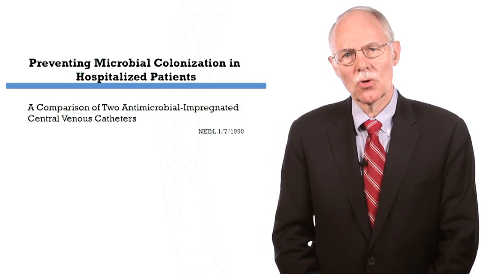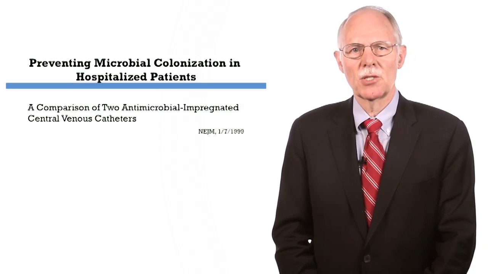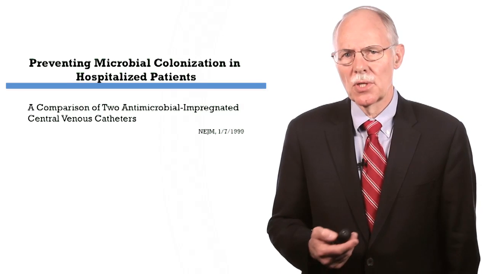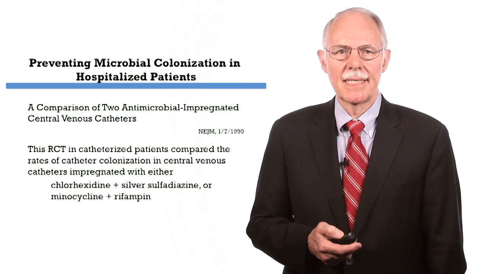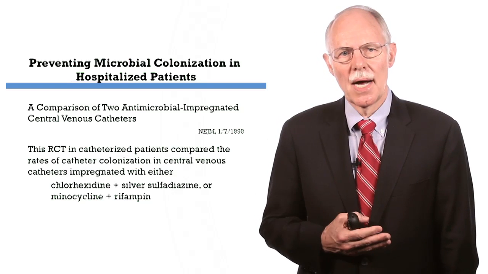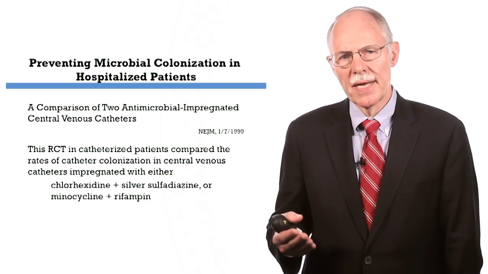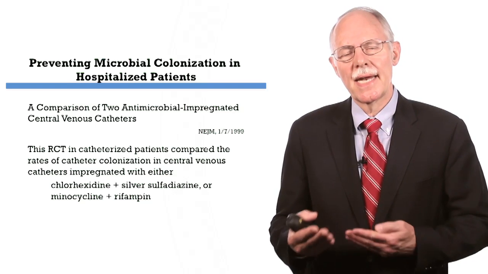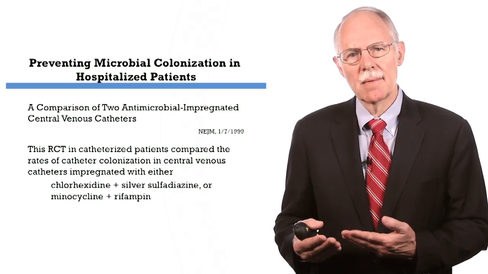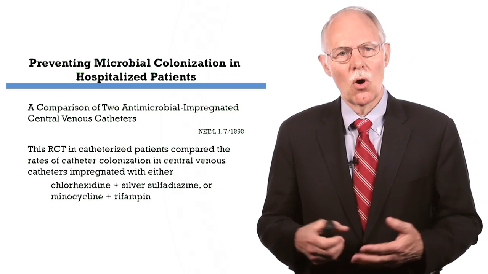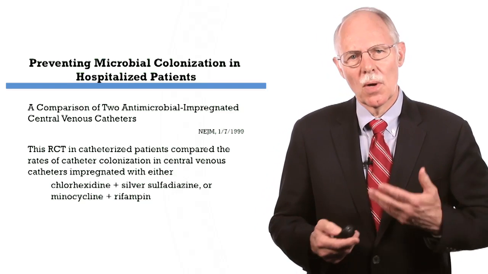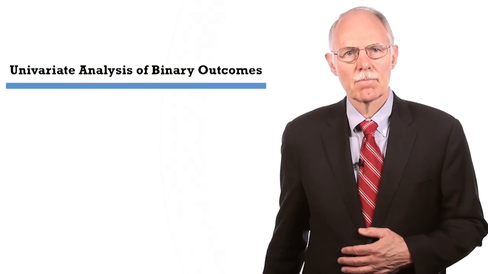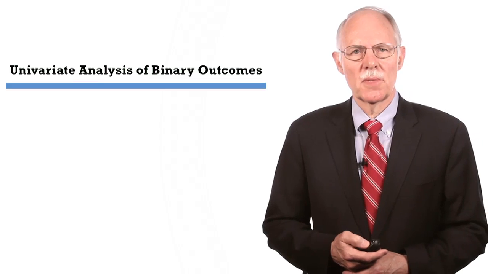This was a clinical trial that compared two treatment regimens to prevent microbial contamination of central venous catheters. It actually appeared in the New England Journal in 1999. In this randomized trial, the investigators compared the rates of catheter colonization in central venous catheters that were impregnated with two treatments: chlorhexidine plus silver sulfadiazine or minocycline plus rifampin. And the objective, of course, was to reduce the rate of colonization. Let's take a look at the univariate results from this study.